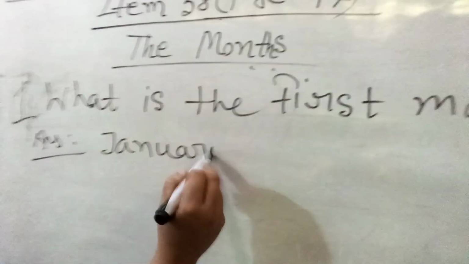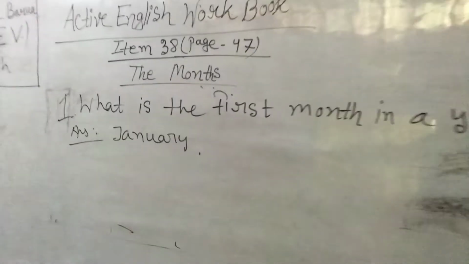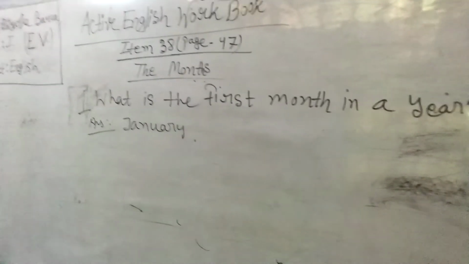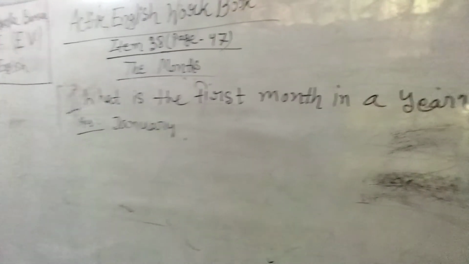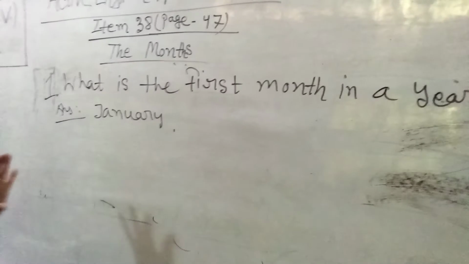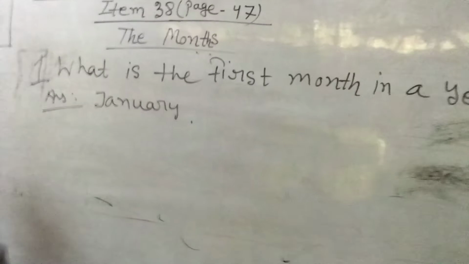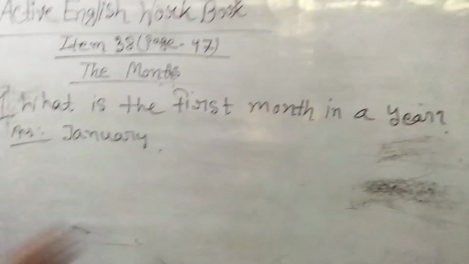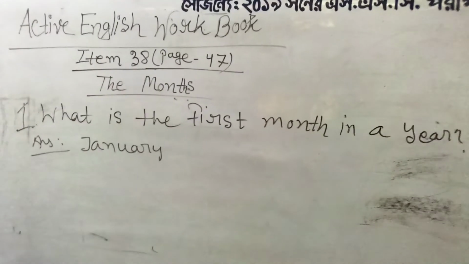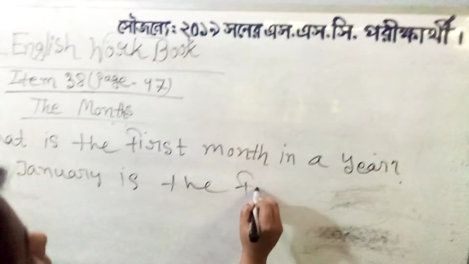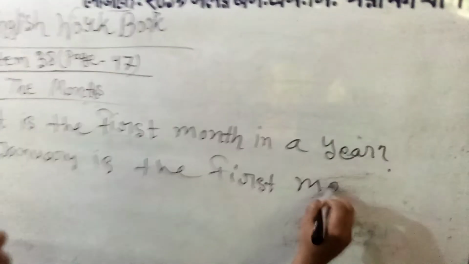Now I would like to give you a tip. I always want you to complete the sentence. But if you find it very difficult, or you have limited time, you can only put the name of the month. You don't need to complete the sentence. Like, what is the first month in a year? It's January. You can only put January. Or if you would like to complete the sentence, then you can write the whole sentence, like, January is the first month of a year.